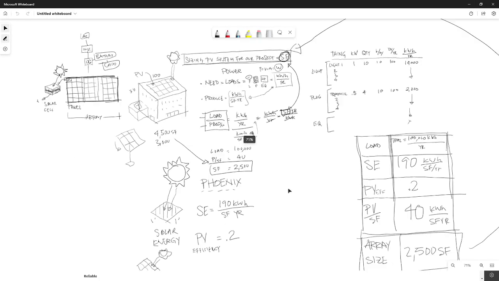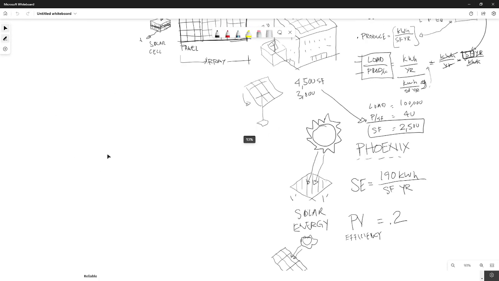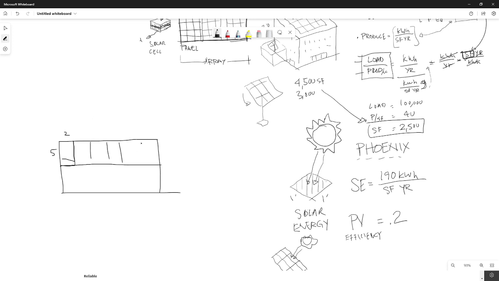So if I were to come back here and say, I'm just trying to figure out what this means. We have a 5 foot by 2 foot panel here. Let's say we're going to do two rows. So this is 2 foot, this is 5 foot. We need 20 to get our 4 kilowatts. So if we did 20 along here, I'm not doing this to scale. So let's say that's 20 panels, right?